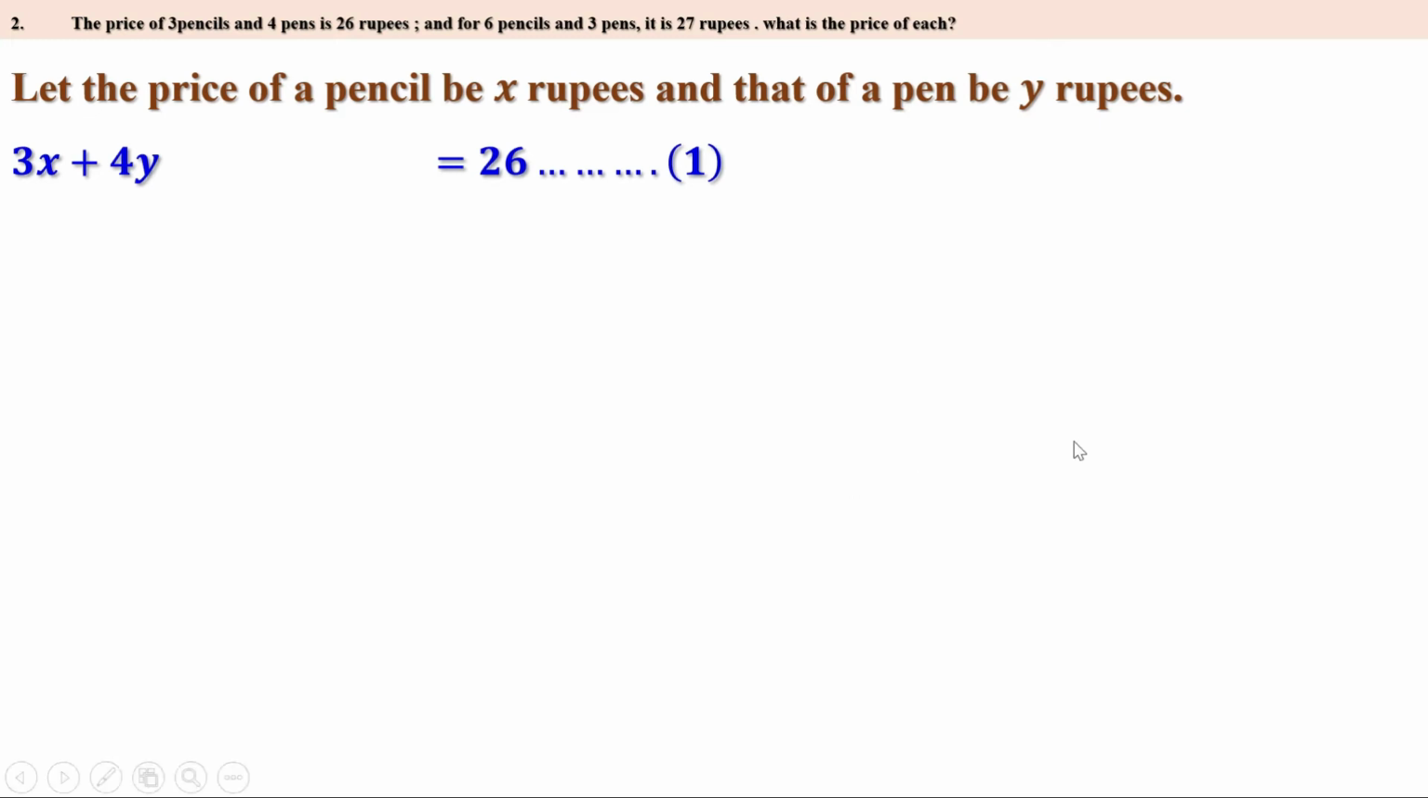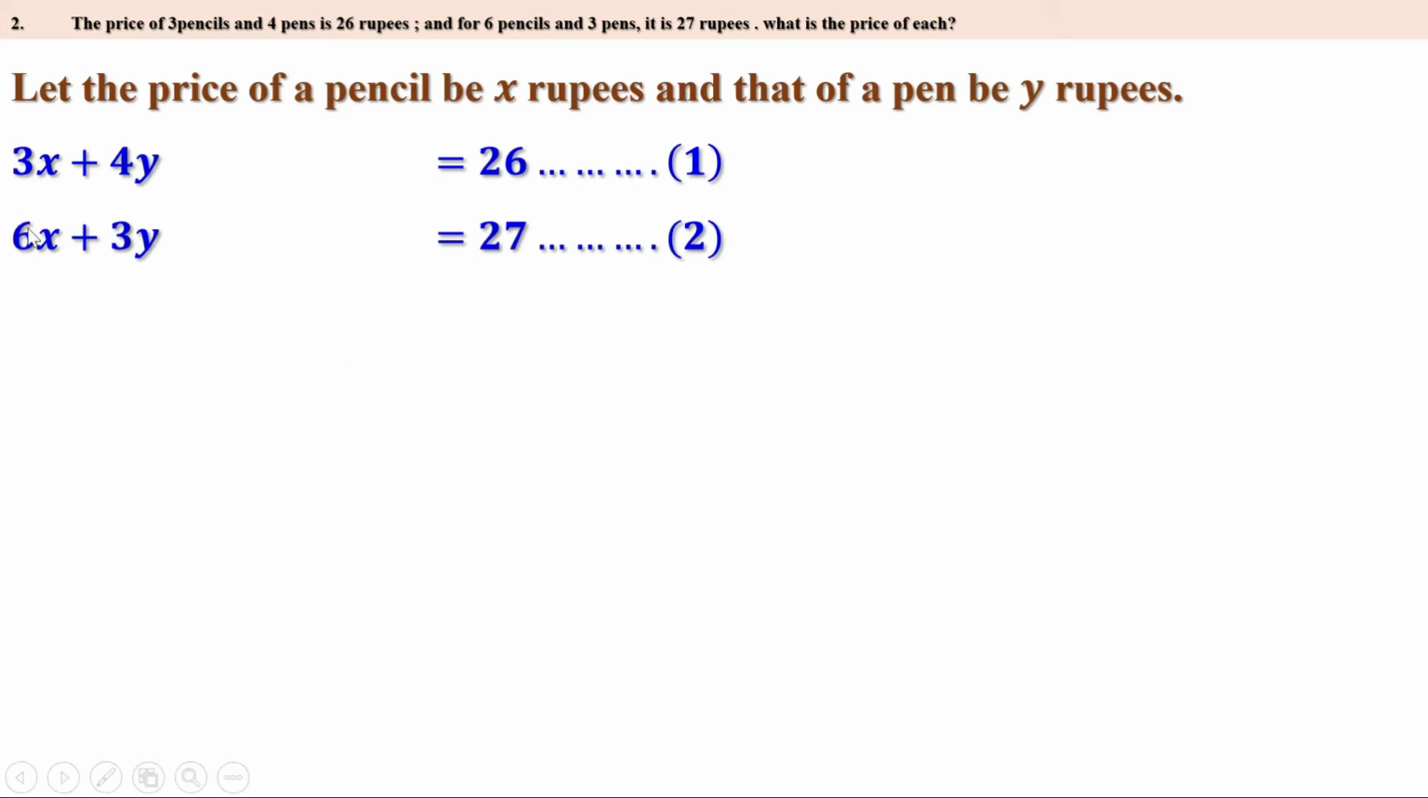Let us take this as the first equation. Now also given that the price of 6 pencils and 3 pens is 27 rupees. That is 6x plus 3y equal to 27. Let us take it as the second equation. Now from these two equations, we have to make another equation in which there should be only one letter, either x or y. How can we do that?